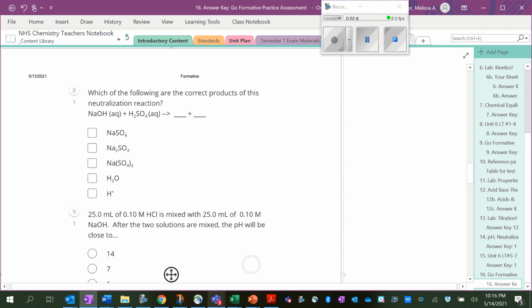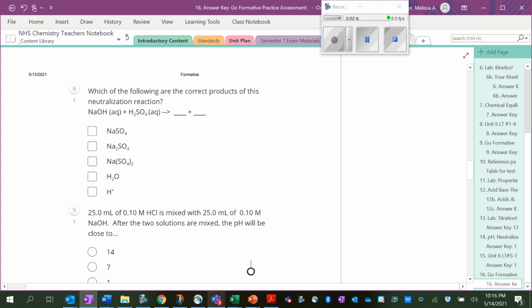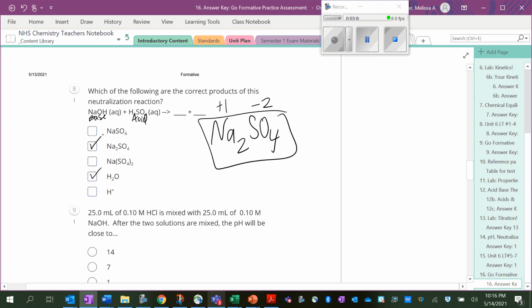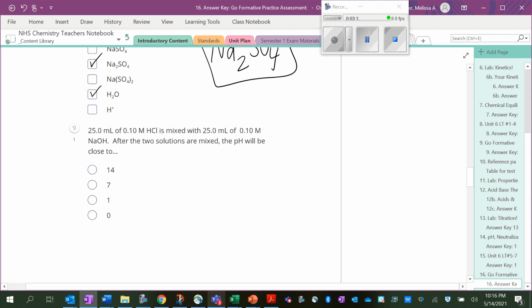Which of the following are the correct products of this neutralization reaction? So we know we always make water. So we've got a base plus an acid. And what else is going to be left over is Na and SO4. Na is a +1, SO4 is a -2, so the answer would be Na2SO4. 25 milliliters of 0.1 molar HCl is mixed with 25 milliliters of 0.1 NaOH. So we're adding equal amounts of equal concentration of 1 to 1 molar acid and base. That means the pH is going to be 7.